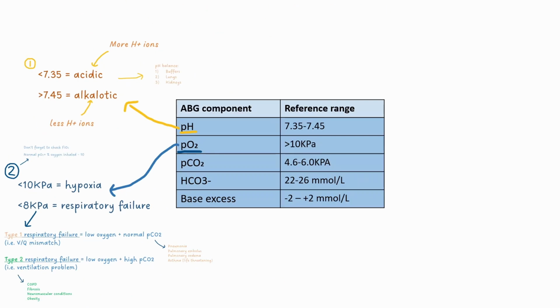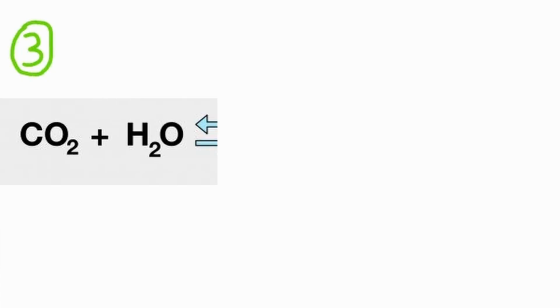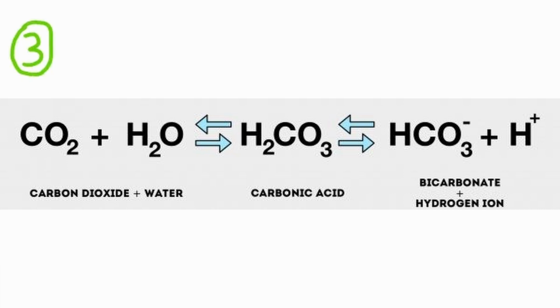Thirdly, we need to check the pressure of carbon dioxide, also measured in kilopascals. We can think of carbon dioxide as being an acidic gas, since when dissolved in the blood, it forms carbonic acid, which will release hydrogen ions.